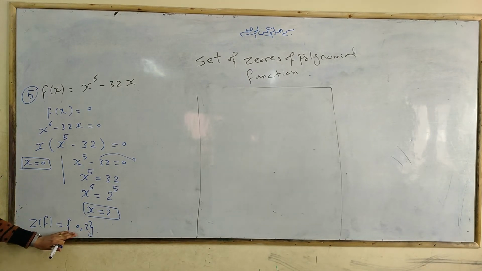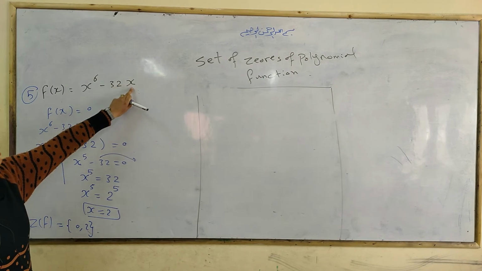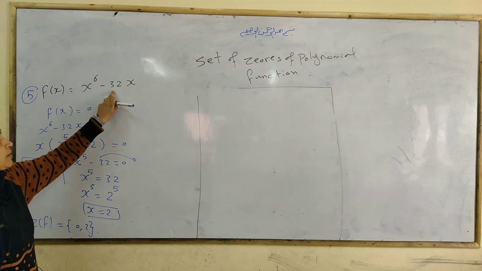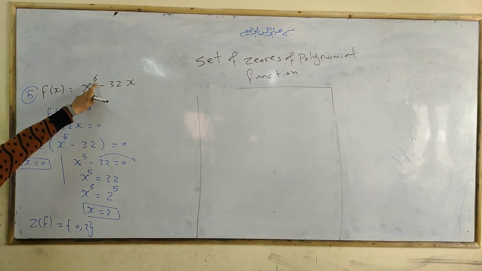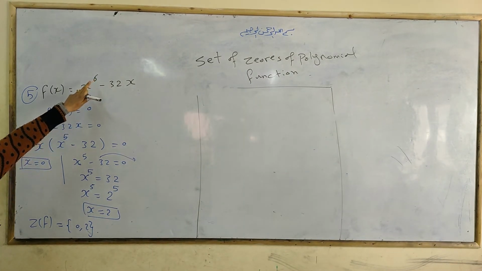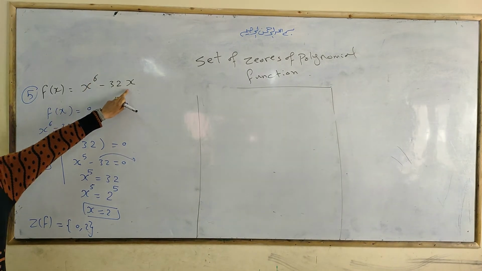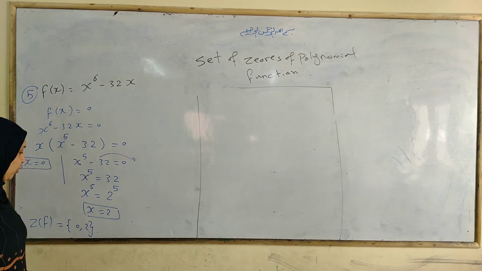If we want to verify our answer, we put x equals 0 or 2 in the function. Put x equals 0, 0 power 6 equals 0, 32 times 0 equals 0, 0 minus 0 equals 0. So at x equals 0, the function equals 0. 2 power 6 minus 32 times 2, 2 power 6 equals 64, 32 times 2 equals 64, 64 minus 64 equals 0.